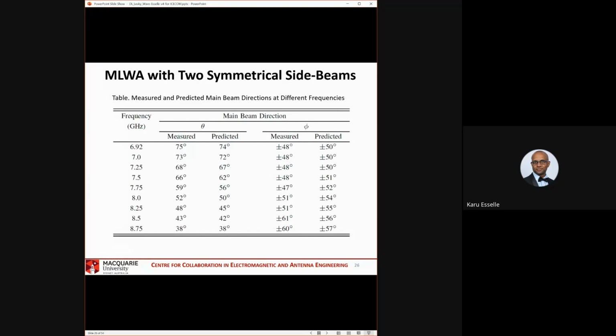So this is a summary of the performance of that frequency, beam direction measured and predicted. This is the theta value of the beam direction, measured and predicted. And this is the phi value of the beam peak, because we have two beams. One is at plus 48, the other one is minus 48. That's a plus or minus. So when you change the frequency, you can see the theta decreases and phi increases gradually in this type of antenna.